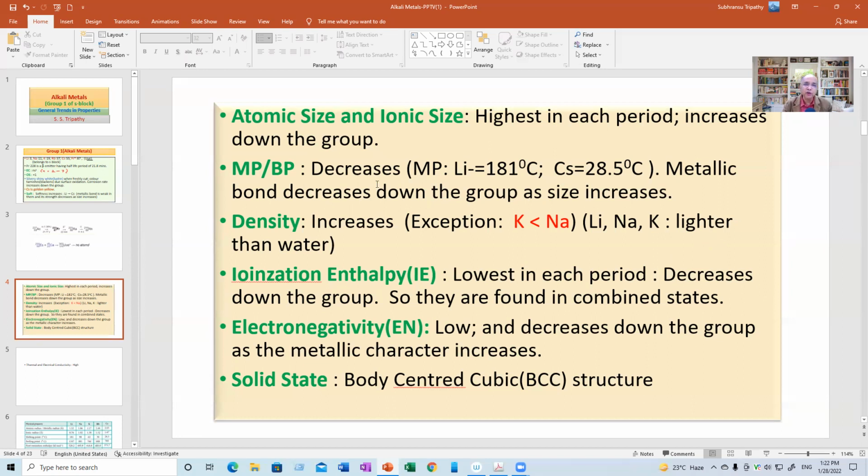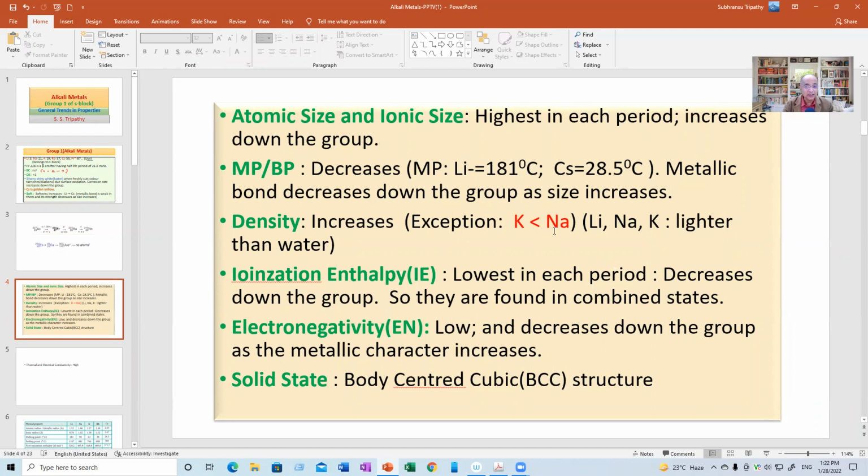Melting point, boiling point also decreases systematically down the group because the metallic bond becomes weaker. Not only the softness increases, but also the melting point decreases, the boiling point decreases. Density has nothing to do with the metallic bond strength. It goes on increasing, it becomes heavier and heavier.